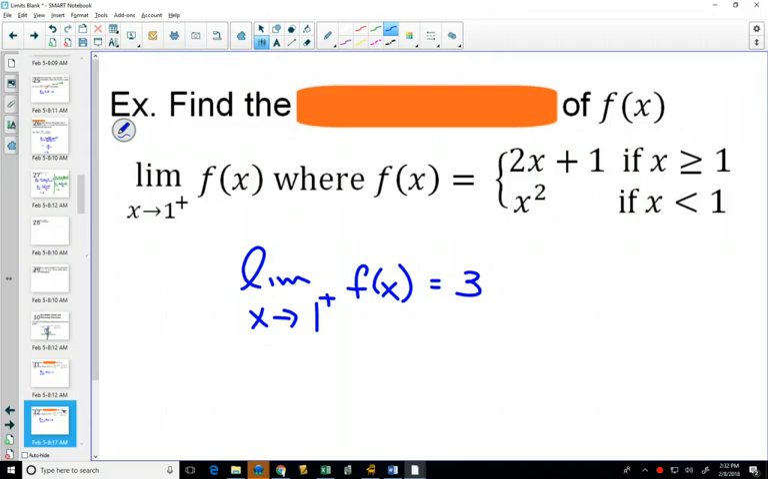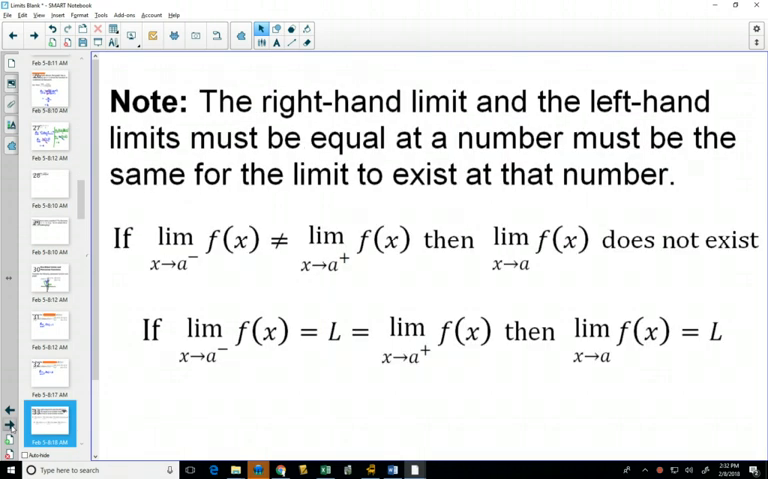In this case, we would say that the limit as x approaches 1 does not exist because the left side and the right side are different. So we have a left-sided limit, we have a right-sided limit, but we don't have an actual limit. And that's what is here in this note. The right-hand limit and the left-hand limit have to be the same in order for the actual limit to exist. So here's just a bunch of notation.